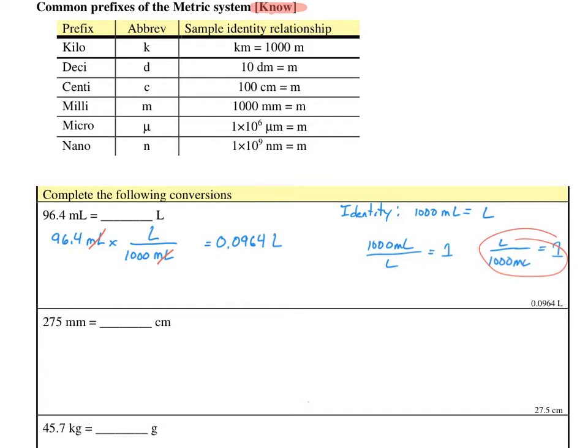As a final step, we make sure we check our Sig Figs. We see that this number has 3 Sig Figs. This is an exact value because it's based on a definition, and that means it's not going to impact Sig Figs. So we know we need to express our answer with 3 Sig Figs.